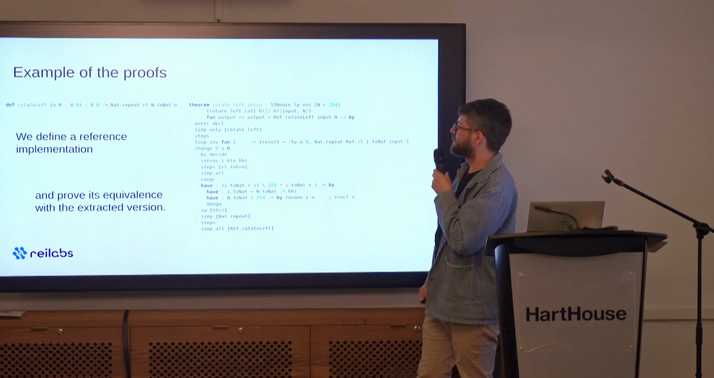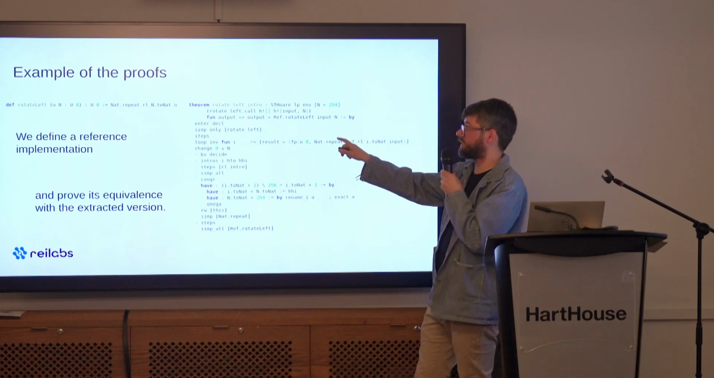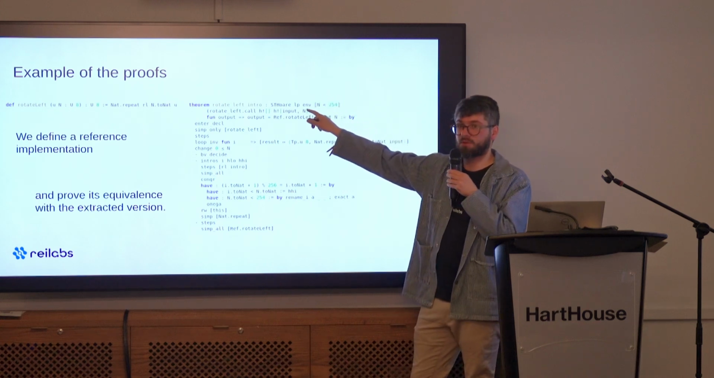And so you can see here a little bit of this Hoare triple stuff starting to appear. So we have this n less than 24. This is our precondition for the Hoare triple.